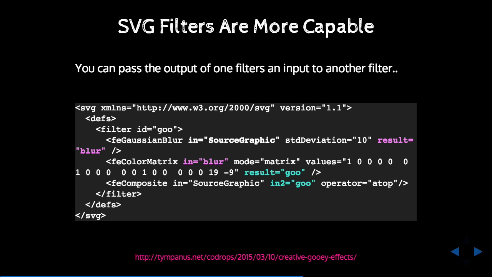An example of this is this. Again, we have a defs. Inside it, we have a filter with the ID goo. Are you familiar with the goo effect? I'm going to blow your minds. Inside the filter element, we have three filter primitives: the feGaussianBlur, feColorMatrix, and feComposite.